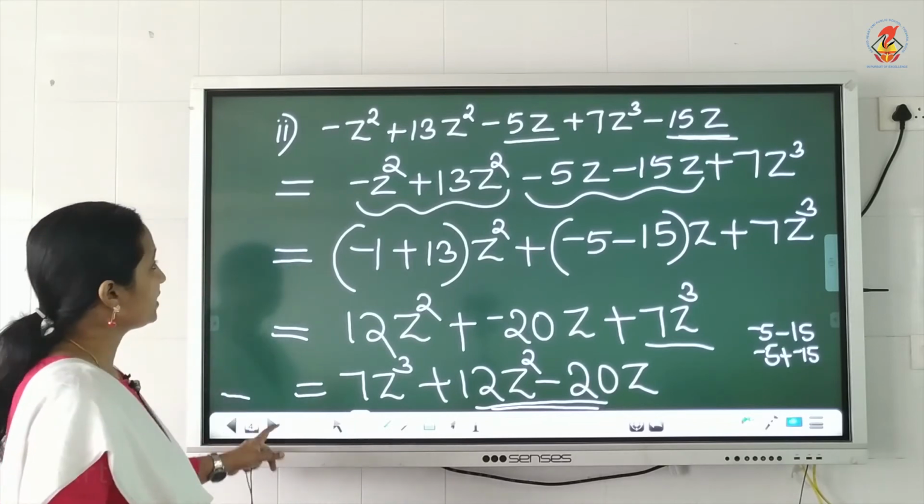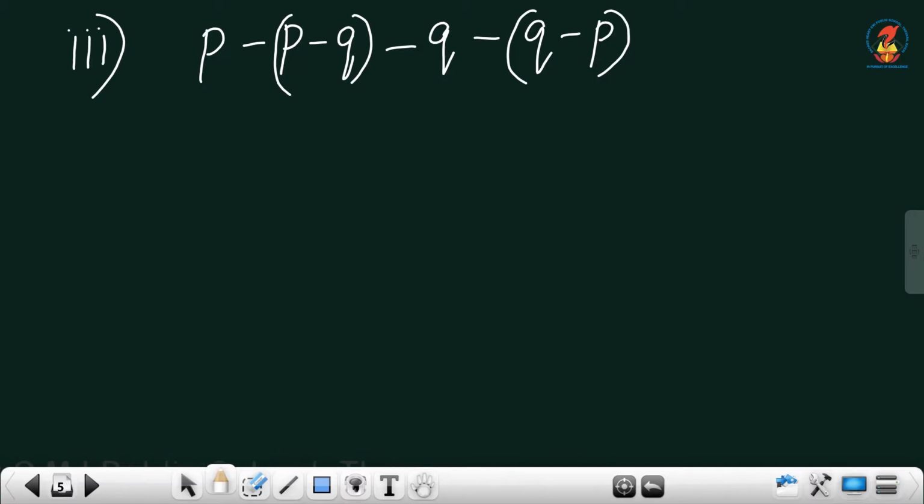Now move to the next question. P minus Q minus Q minus Q minus P. Listen children, if there is a bracket in the question, this is a bracket here, this is a bracket here. If there is a bracket in the question, first you have to open the bracket. We already studied negative into negative. What is the answer?